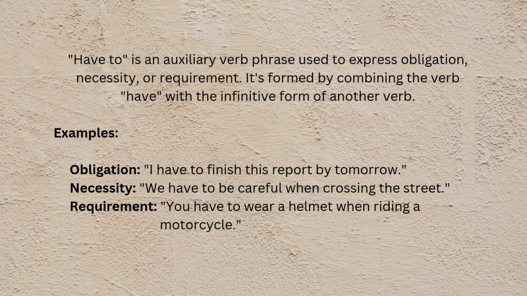Have to is an auxiliary verb phrase used to express obligation, necessity, or requirement. It's formed by combining the verb have with the infinitive form of another verb.